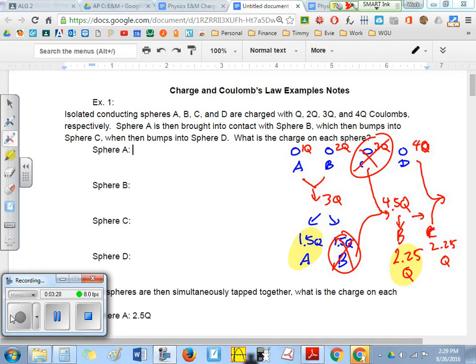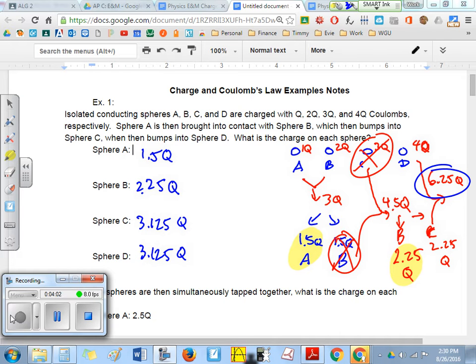So we have a 4Q from D and a 2.25Q from C. So there's going to be 6.25Q to share, and they're going to share it evenly because they're touching. And so it's going to end up looking like this. Sphere A is stuck with 1.5Q. That was from his first bump into sphere B. Sphere B had 2.25Q. And spheres C and D are going to share that 6.25 evenly. So that's going to be 3.125Q each.